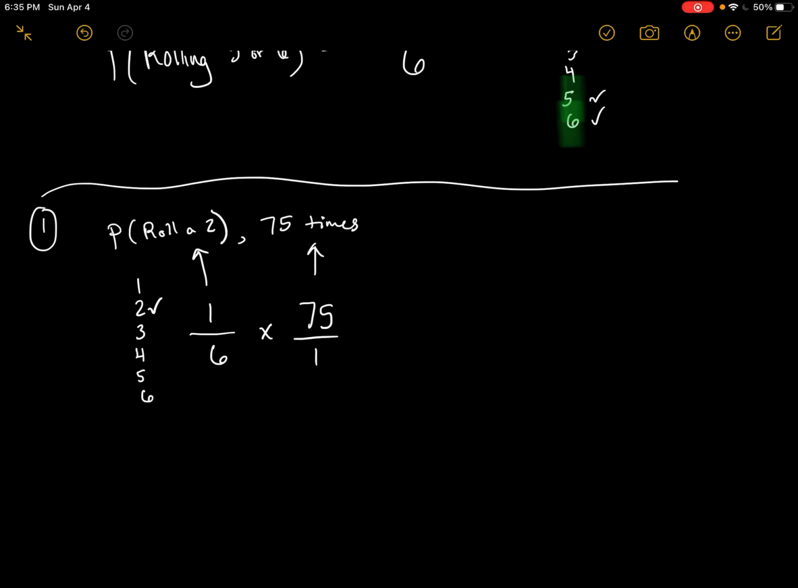So the way that we do this problem actually is just we multiply. So you find the probability first and then multiply it by the number of times you repeat the event over and over and over again. So on the top, 1 times 75 is 75. On the bottom, 6 times 1 is just 6. So the final answer for this question is 12.5. So the full answer is, if we roll a 6-sided die 75 times, it should be a 2 12.5 times.